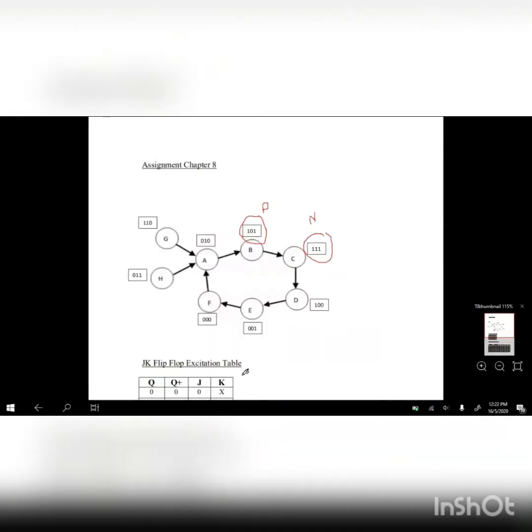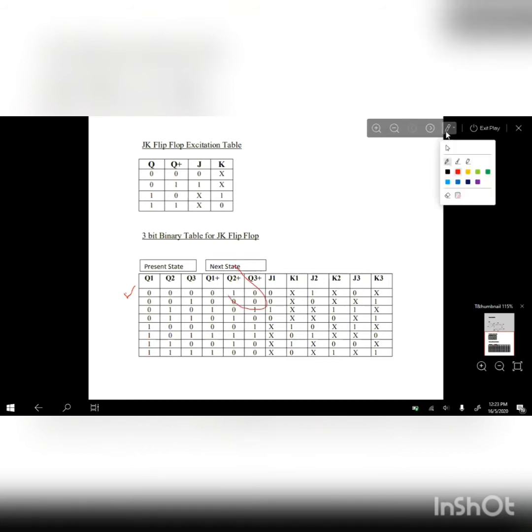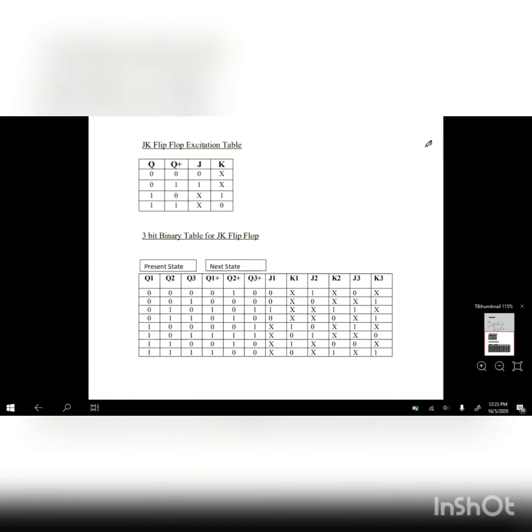Let's look at another example. How about 001? 001 is your present state, and 000 is your next state. According to that binary counter, we have to fill up the table for the present state and next state. So we have to build a table according to the present state and next state from the binary counter.